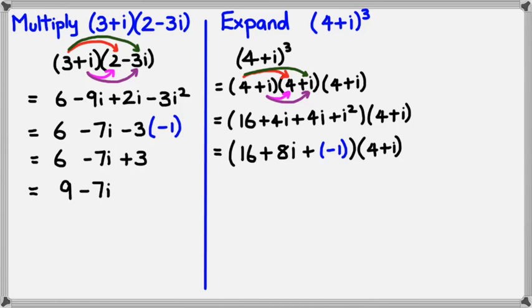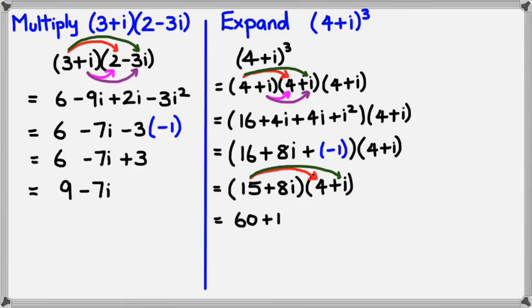Simplifying the left-hand bracket, I'm going to get 15, because 16 minus 1 is 15, plus 8i, times (4 plus i). Now I have to repeat the process again because I haven't fully expanded this. So I'm going to do the firsts: 15 times 4 is 60. Then the outsides, plus 15i. Then I do the insides, which is 32i, and finally the last terms, which is plus 8i squared.